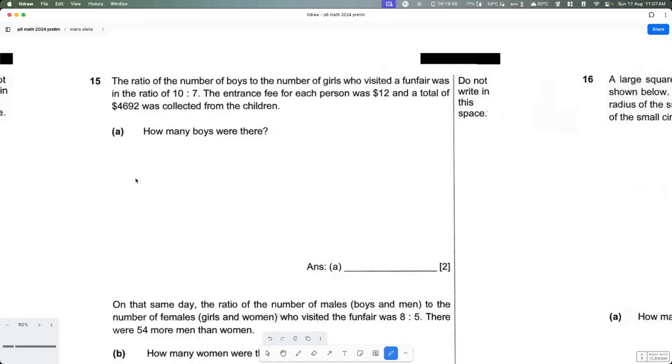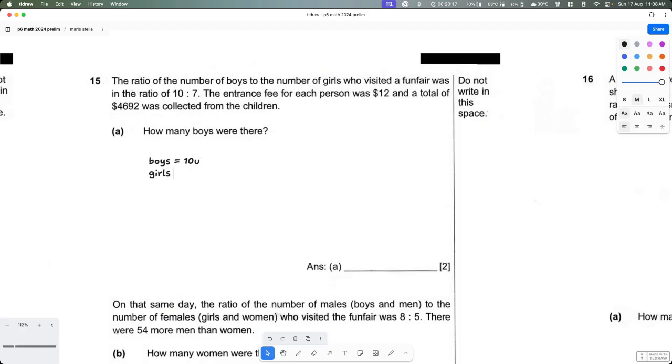All right, question 15 says the ratio of number of boys to the number of girls who visited a fun fair was in the ratio of 10 is to 7. The entrance fee for each person is $12 and the total of $4,692 was collected from the children. How many boys were there? So let's put the ratio, right? Boys is equal to 10 units, and then girls is equal to 7 units.